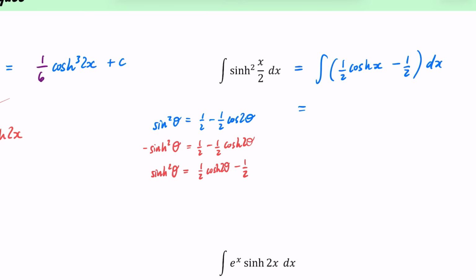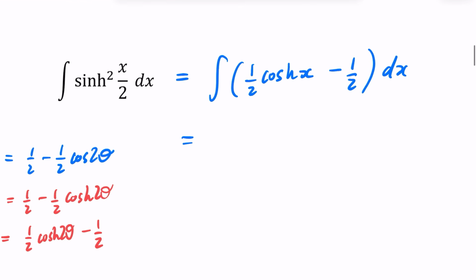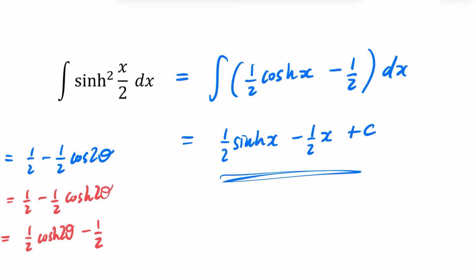And now that I've got it written in that form, I can just do the very easy integration. This is going to be a sinh because sinh goes to cosh. So it's going to be a half sinh x minus a half x plus c.